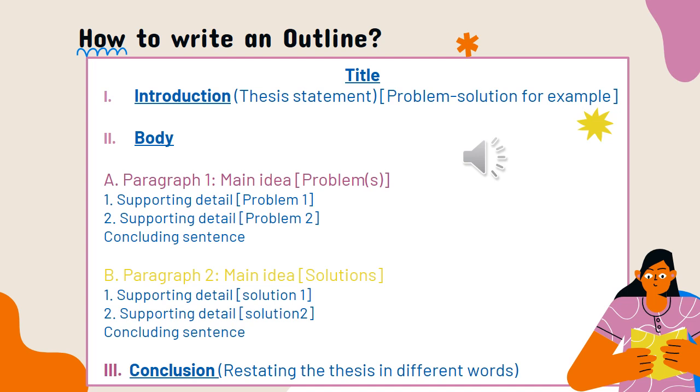As I already mentioned, an outline organizes our ideas that we're going to write in an essay. So it outlines the introduction. Mainly we write the thesis statement. For example, in our case, a problem solution essay, we state the thesis statement that this essay will be presenting the problem and it's going to suggest solutions to that problem.